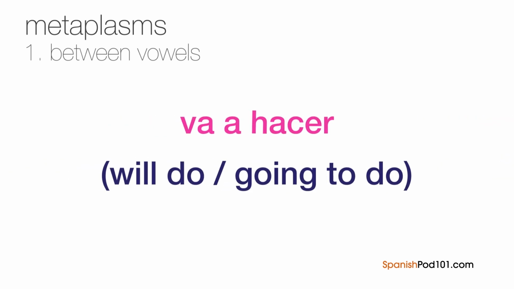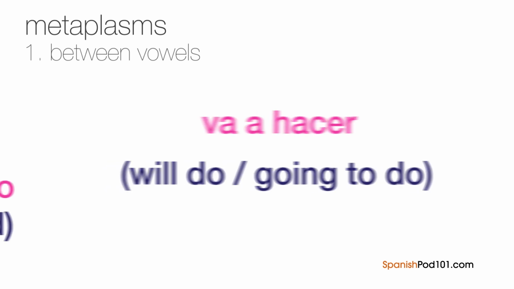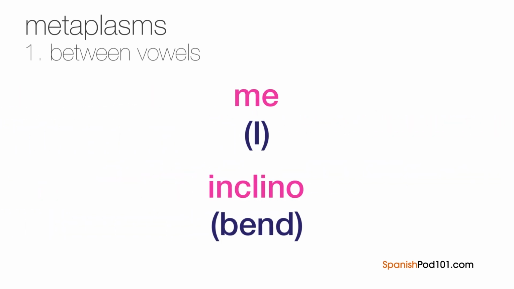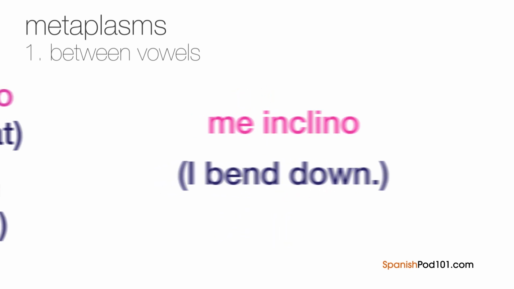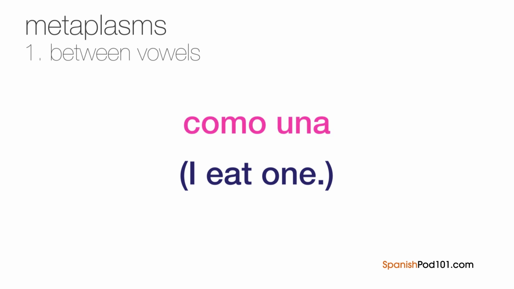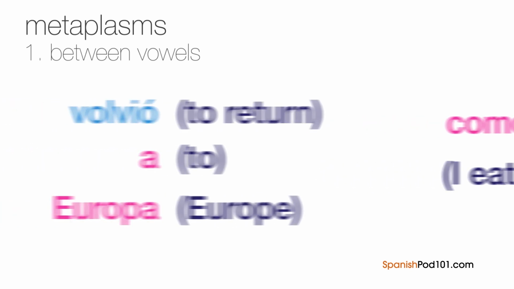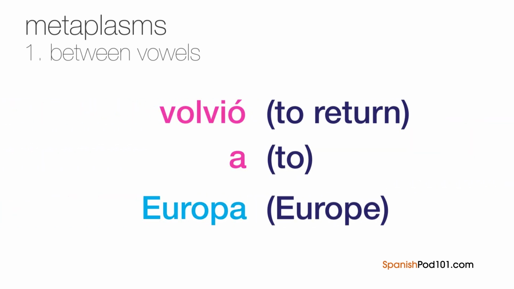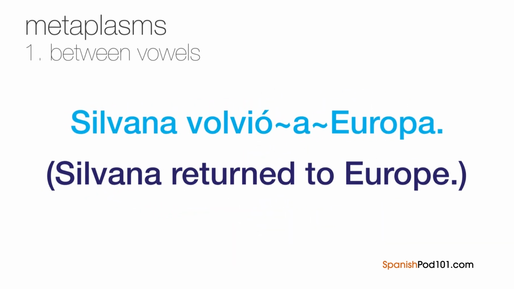How about this one? Va a hacer. All three words are linked in this phrase because remember, the H is silent in Spanish. Let's look at a few other examples showing unidentical vowels connecting with each other. Me inclino. Como una. As you can see, the nature of linking words together between vowels is both rhythmic and fluid. Volvió a Europa. Silvana volvió a Europa.